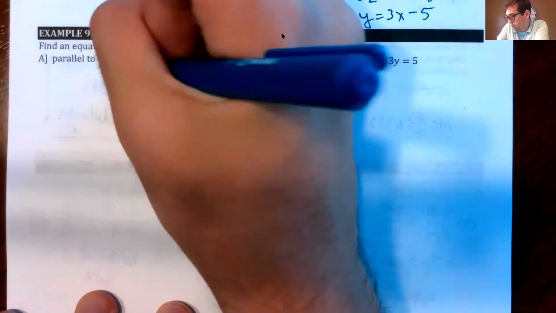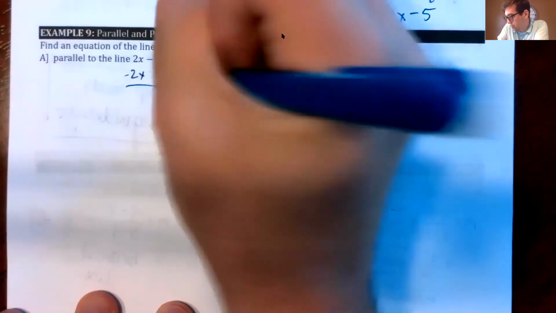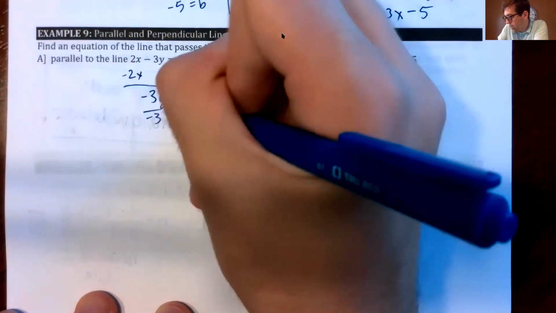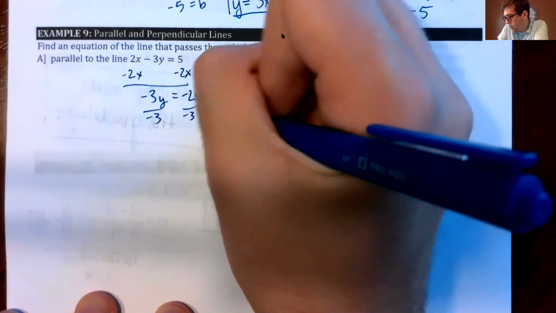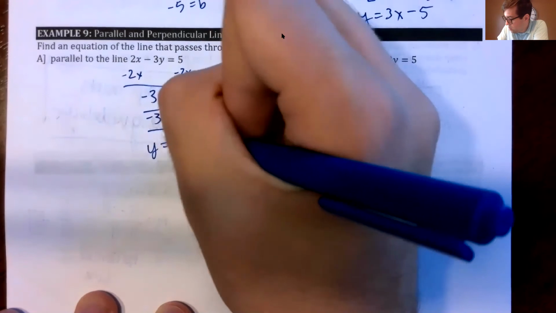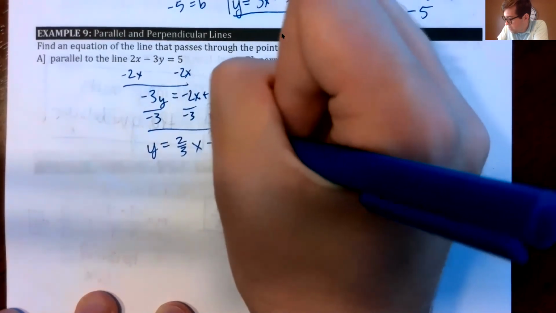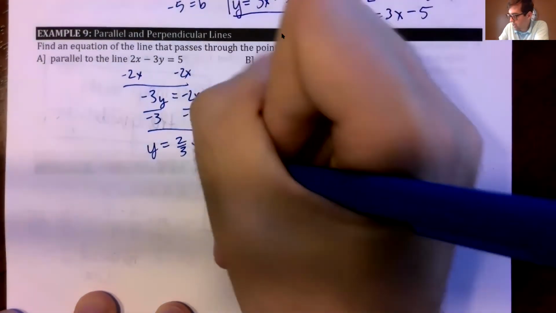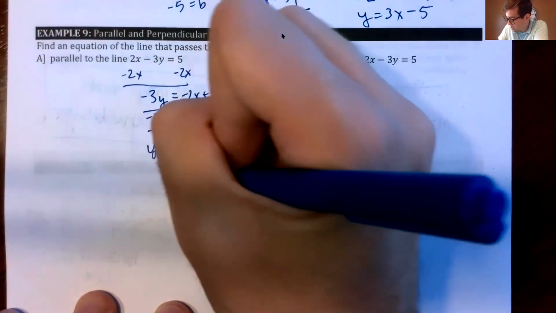So I'm going to subtract 2x. And then divide by -3, and I have to divide every single term by -3. So we get y = 2/3 x - 5/3. All right, and right here, this is our slope.